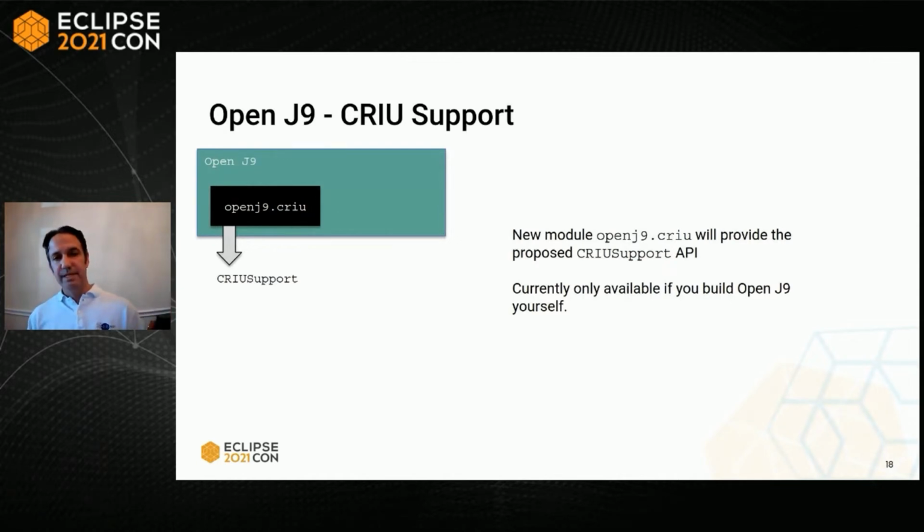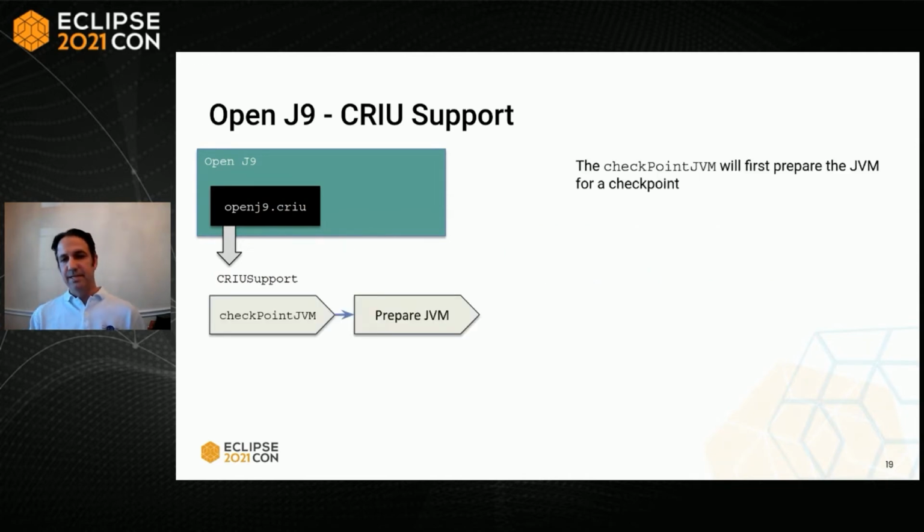So what Open Liberty is looking to do is add a new module called OpenJ9 CRIU. And this is going to provide CRIU support. And so Liberty will call this after we prepared the server for checkpoint, and then we'll ask the VM to checkpoint itself. And during this time, it's going to prepare the JVM to do the checkpoint.